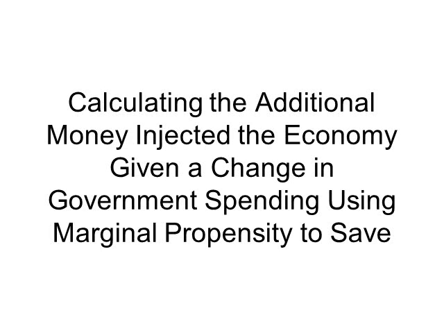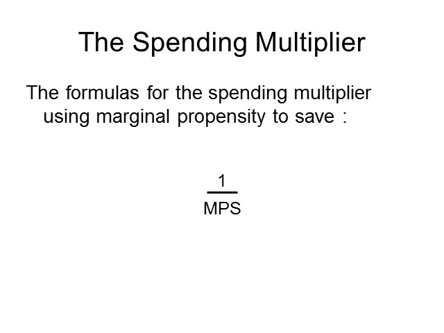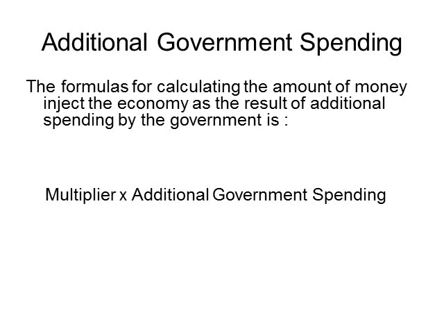In this short tutorial, I will show you how much additional money can be injected into an economy given a change in government spending using the marginal propensity to save. You may remember that the spending multiplier using the marginal propensity to save is 1 divided by the marginal propensity to save. The formula that we're going to use to calculate the impact of additional government spending is the multiplier times additional government spending.